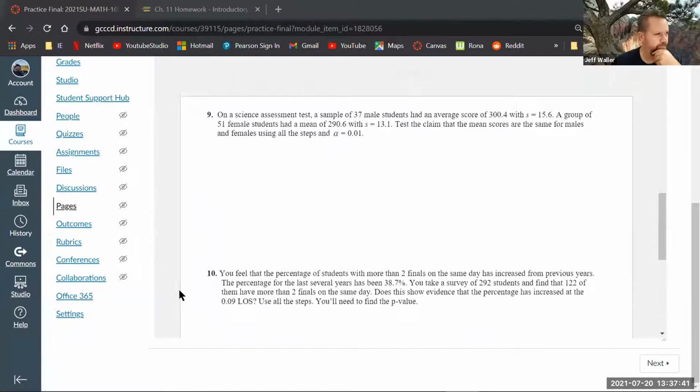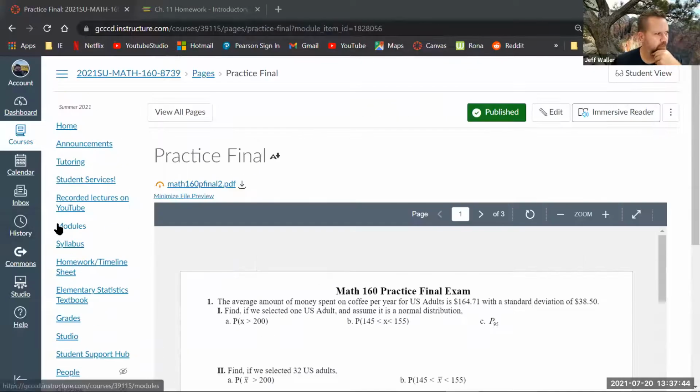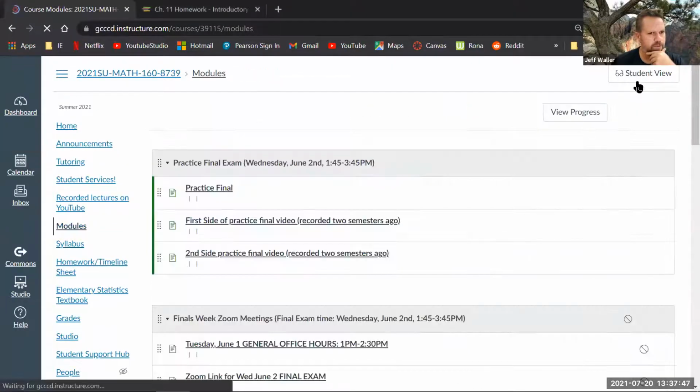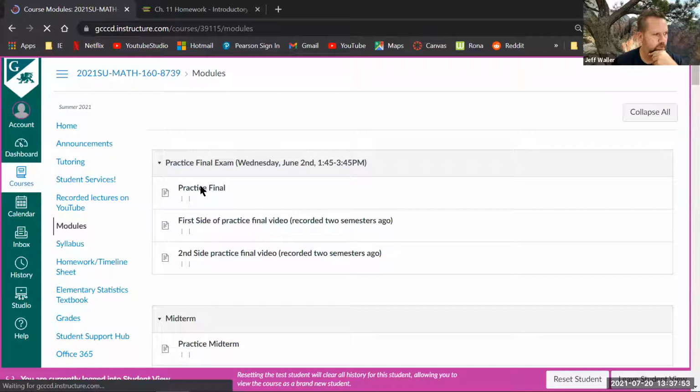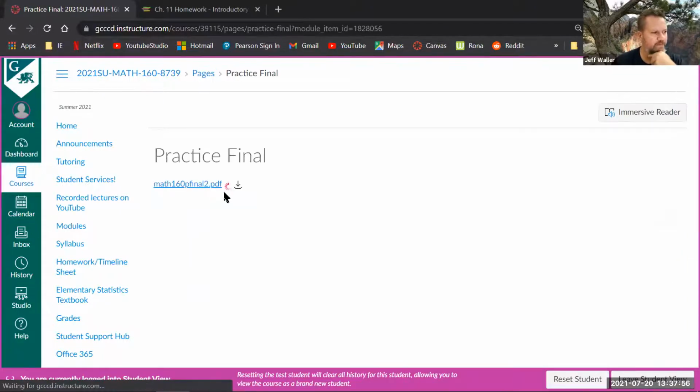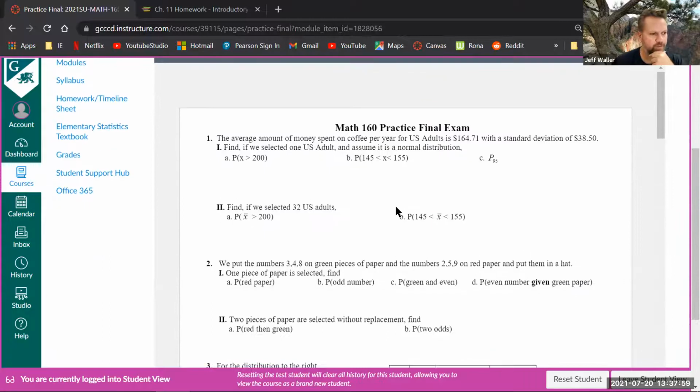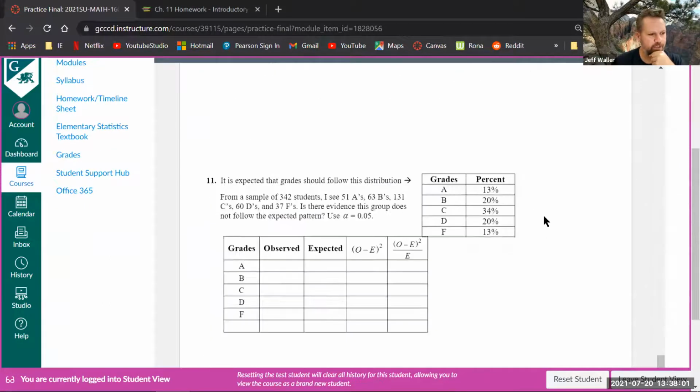Does everybody still know how to get to the practice final? Modules. Let me become a student. There we go. The very first thing is the practice final. If you can't find it, I'm not sure what to do for you. Let's do the very last problem on here, the grades problem. Let me open this a different way. There it is.